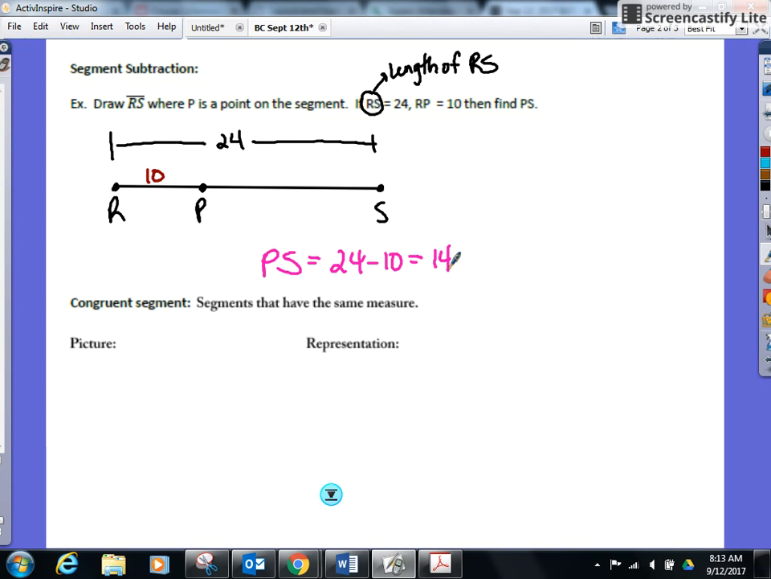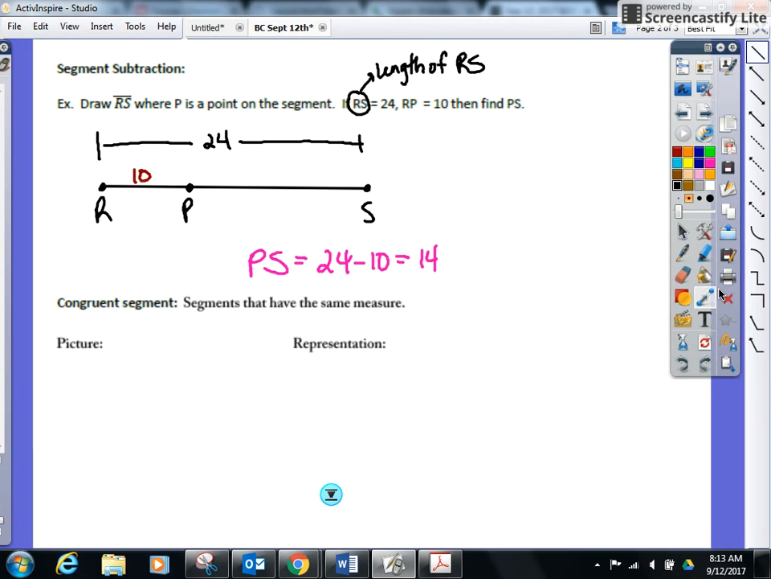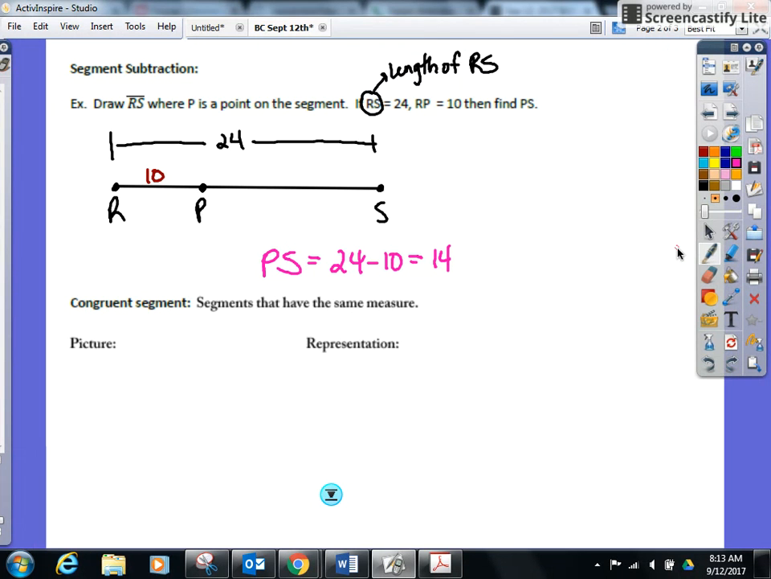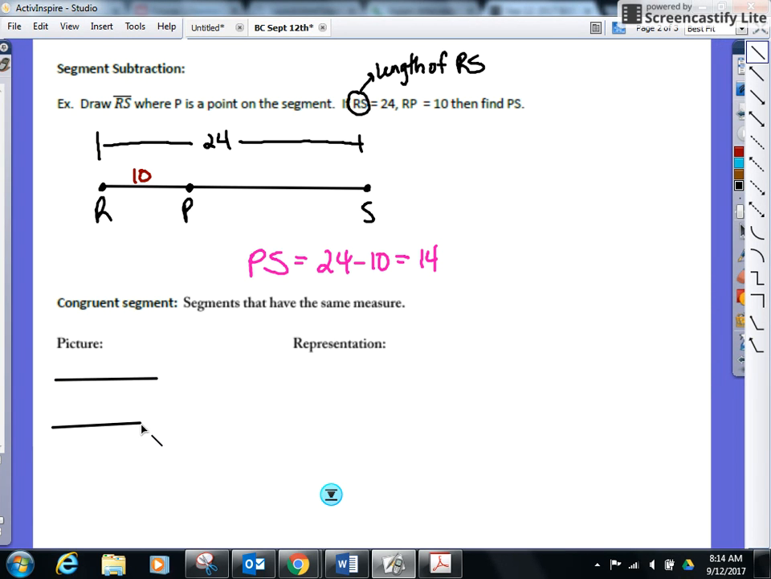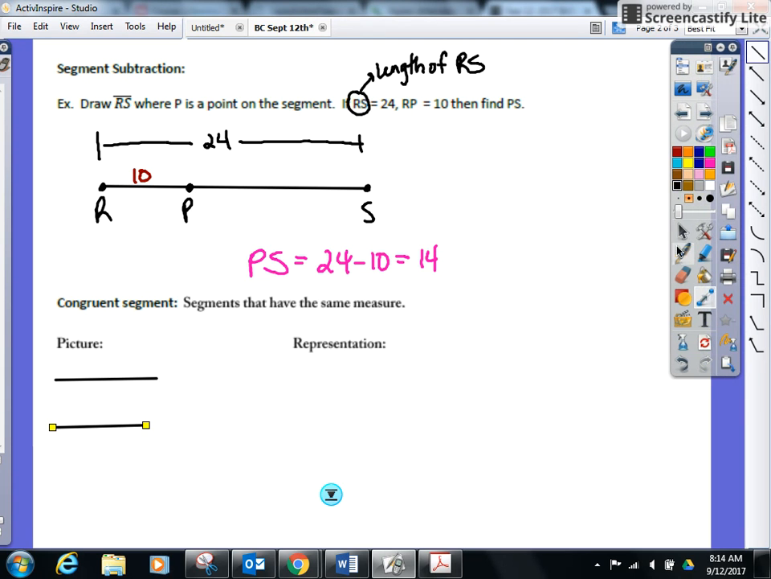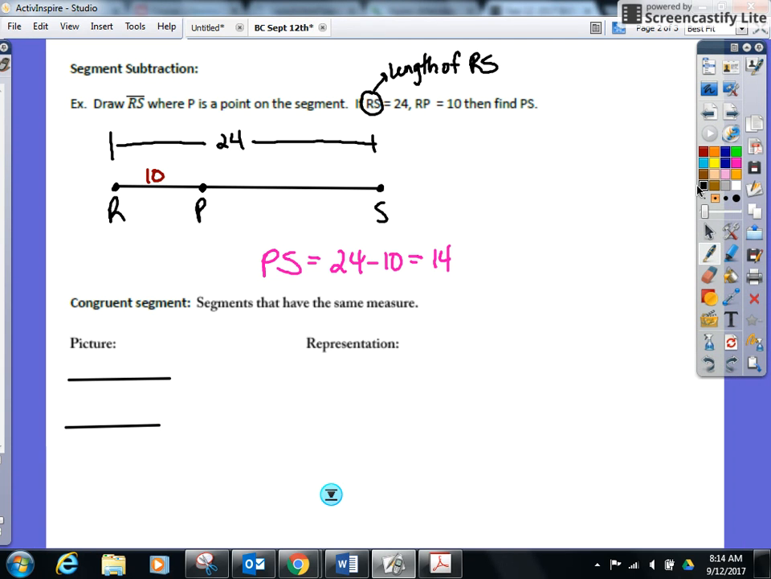Okay, this next part is huge because we will be working with these all year long, and that is what's called congruent segments. Anybody heard of the word congruent before? Segments that have the same measure. So what I need you to do right now is just draw me two segments, eyeballing it, that look like they have the same measure. We'll call one segment AB and the other CD.